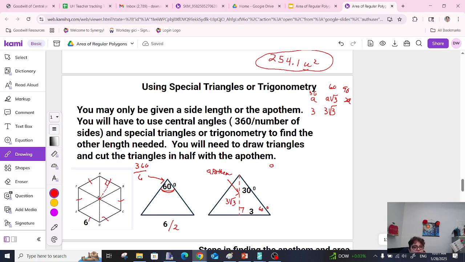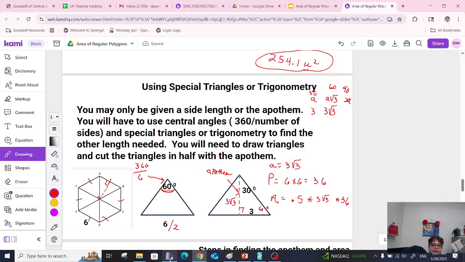Now I have the apothem. What does apothem equal? 3 square root 3. How do I find perimeter? Perimeter, 6 times 6. 6 times 6 is 36. So now I have enough information to find the area. It would be 0.5 times 3 square root 3. Don't forget to push out so you don't stay underneath this radical, times 36.